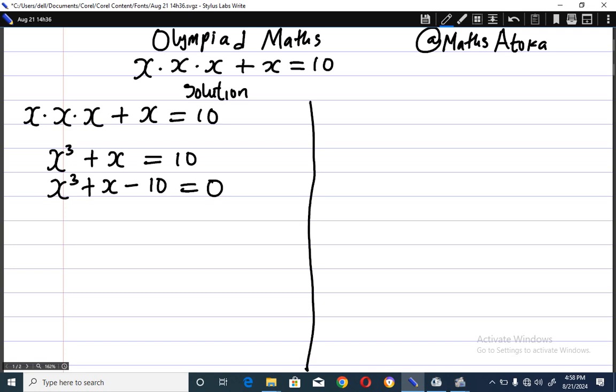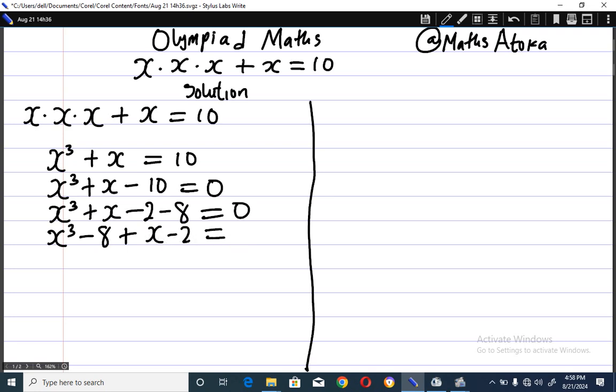0. Now permit me to write that 10 is the same thing as 2 and 8. So I'm going to have that this is x raised to power 3 plus x. Then what do we have? I'm going to solve this with two methods. So the first method is we can have that this is minus 2 minus 8, okay, is equal to 0. So now let me have that this is x raised to power 3 minus 8, then plus x minus 2 is equal to what? 0.